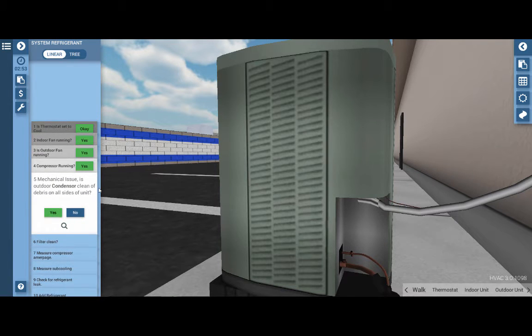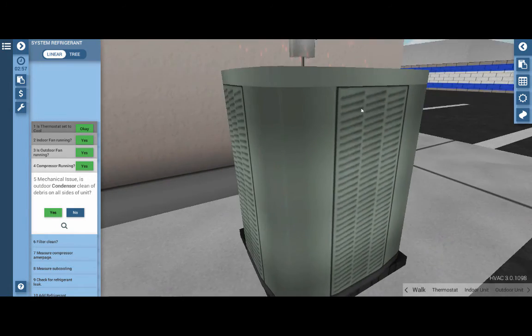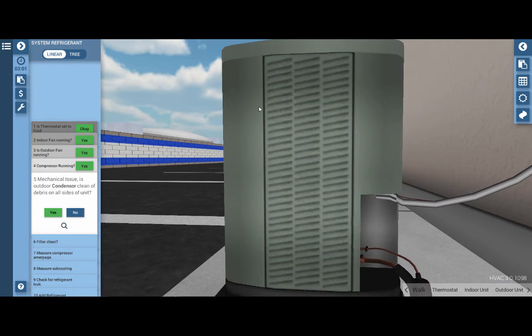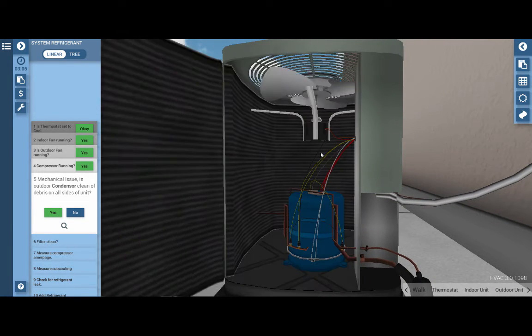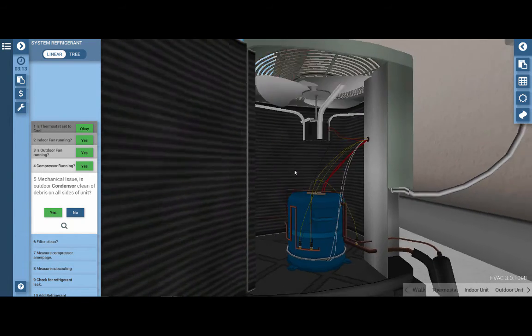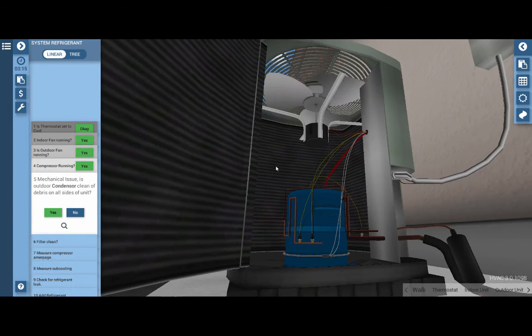Now, is the condenser clean? Well, we can pan around and look around the outside of the unit, and we don't see any obvious debris or obstructions here, but what I always like to do is open the unit up and look from the inside. Often you'll have dirt on the inside that may not be visible from the outside of the unit. Here we can see that the coil is relatively clean, so we don't look like we have an issue with airflow on the outdoor unit.